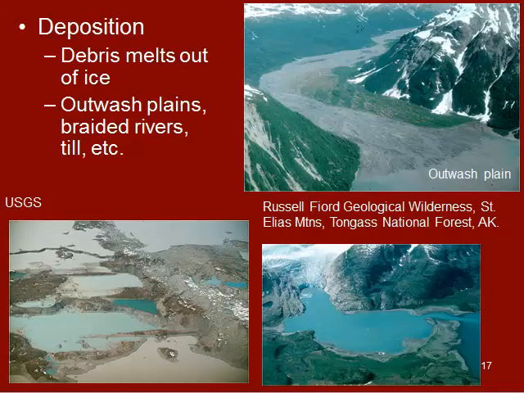So deposition is where you have debris melting out of the ice, so we can get these outwash plains, which tend to be braided rivers. We get this kame and kettle topography. You can see all sorts of random debris and water scattered about. And then you get these moraines that build up. This glacier here at one point extended all the way down to this point and was depositing this moraine at the very end of the glacier.